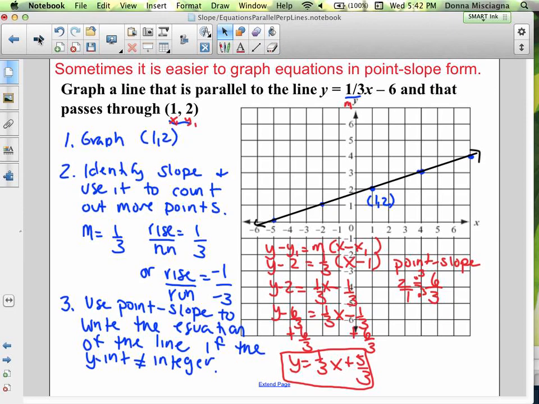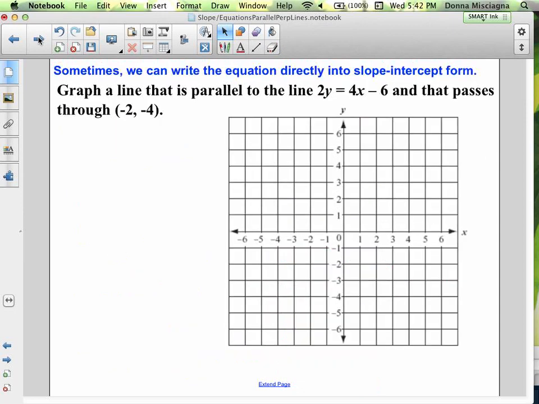And just counting. So we're going to graph a line that's parallel to 2y equals 4x minus 6 and passes through (-2, -4).